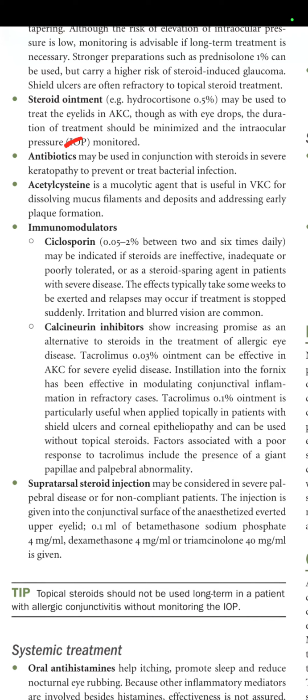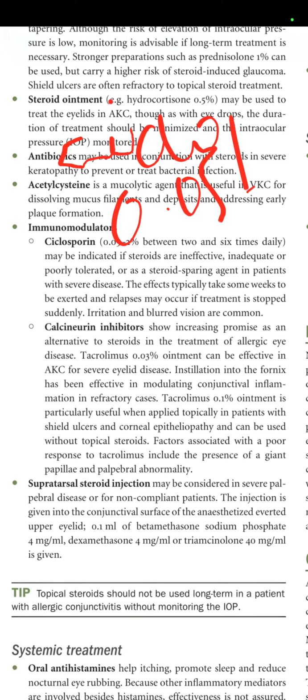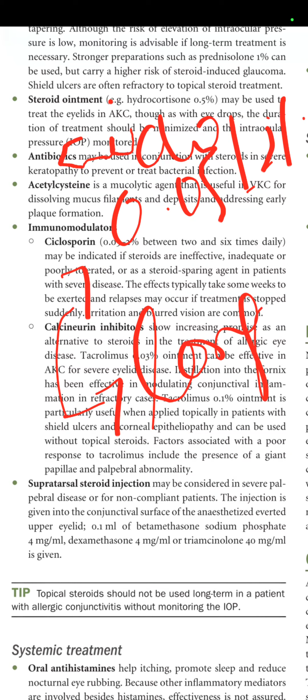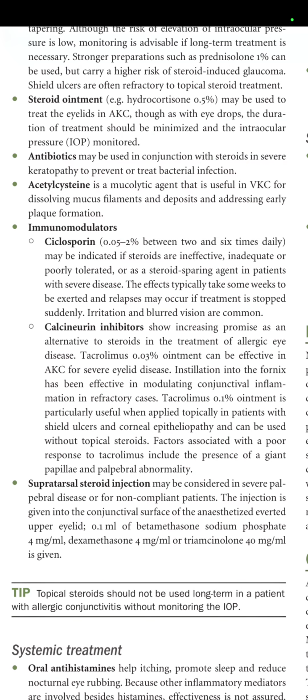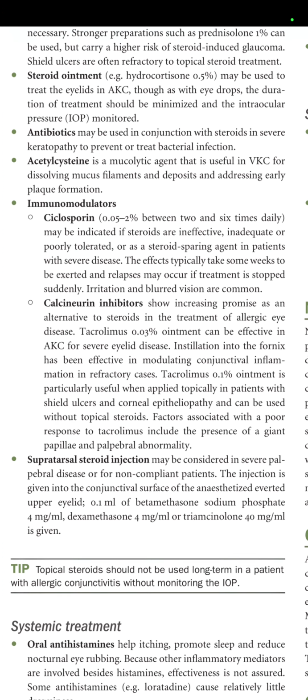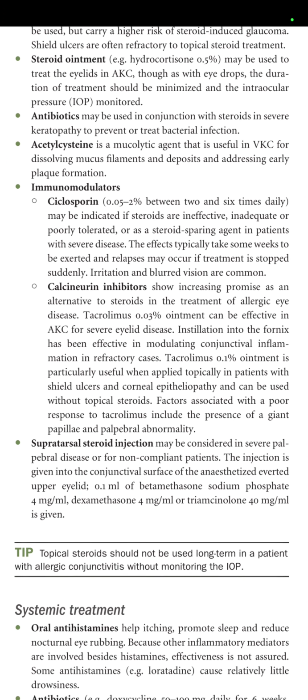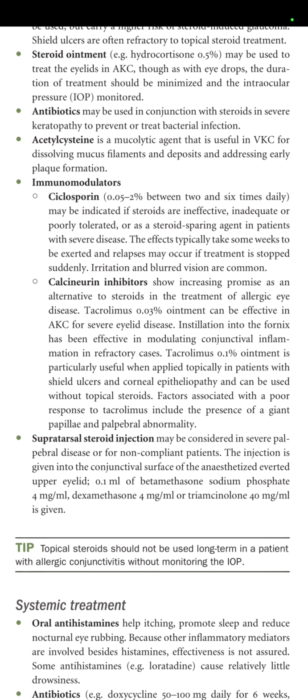So basically, immunomodulators are the steroid-sparing agents. So we use cyclosporin, which is usually 0.5 to 2%. But one thing is that it has a very long latency of action. It takes some time to act. So before that, we use some steroid to let the cyclosporin act. And relapse occurs if the treatment is stopped. So you have to give it for a longer period of time.